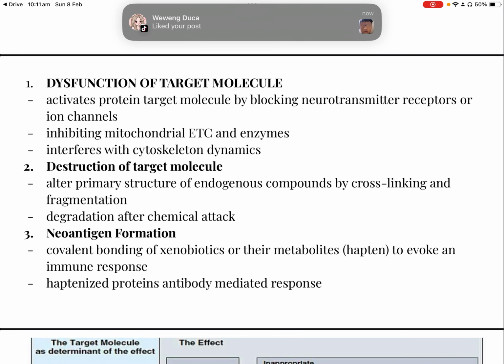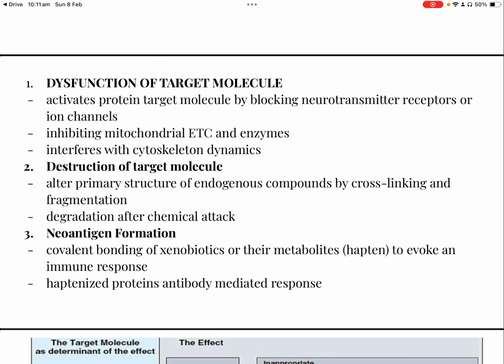We also have next the destruction of target molecule. It alters the primary structure of endogenous compounds by cross-linking and fragmentation, and it will create degradation after chemical attack. So once there is dysfunction of a target molecule, it will be destroyed by altering the endogenous compounds. Those endogenous compounds found within the cells will be disrupted through fragmentation or cross-linking, causing degradation after chemical attack.